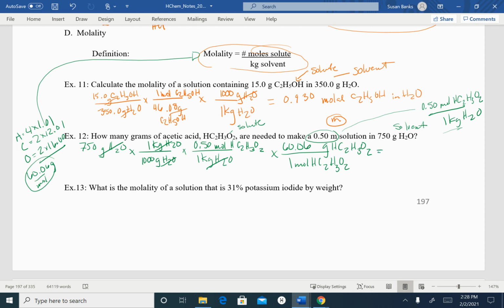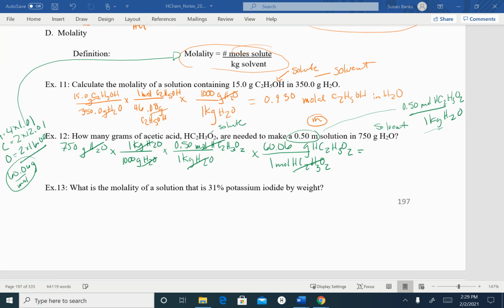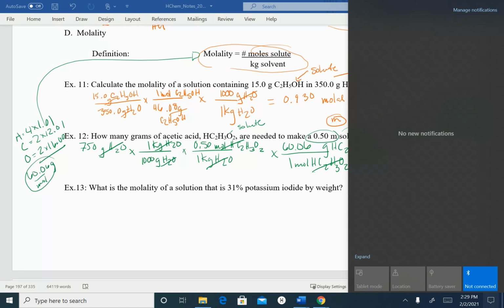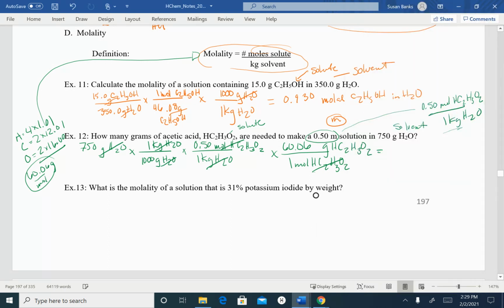Okay, so mathematically, we're going to take 750, divide it by 1,000, and then multiply it by 0.5 in the next step, and then multiply it by 60.06. So when we do that, our calculator spits out 22.5225 grams. Now we only have 2 sig figs here.